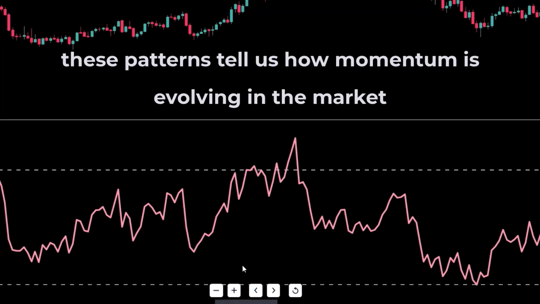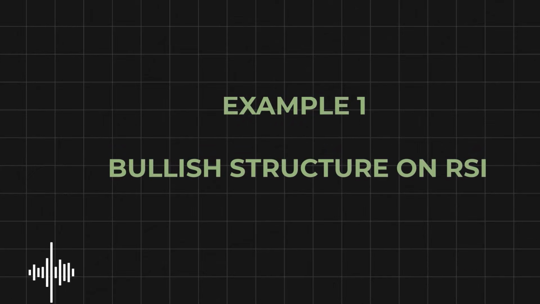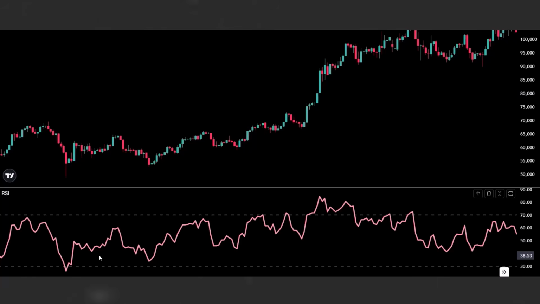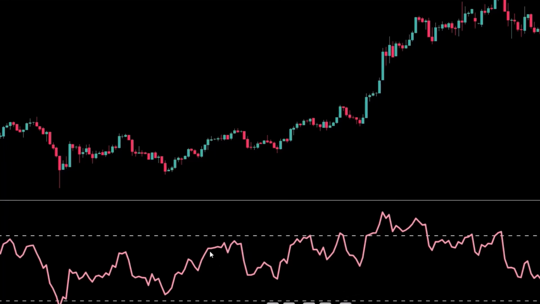Let's look at a few examples. Example number 1, bullish structure on RSI. In this chart, price starts moving upward. On the RSI, we see something interesting. First, RSI pushes up and forms a peak. Then market pulls back and RSI drops a little. But notice something important. The RSI does not fall very deep. Instead, it forms a higher low. Then the market moves up again and RSI creates a higher high.